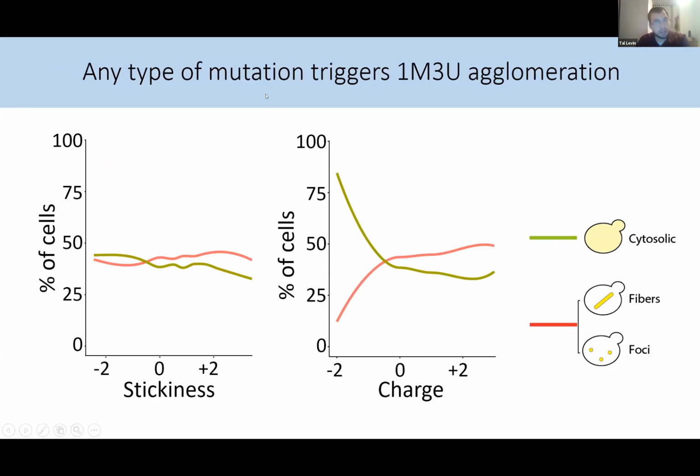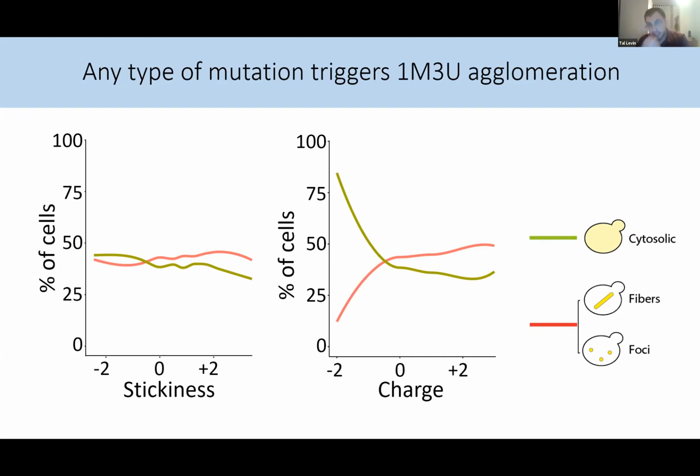And on the contrary, 1M3U showed a very different picture. No matter the stickiness of the residues, it had a very high percentage of fibers and foci. But in the charge, we see that a very negative charge was able to keep the protein cytosolic, not allowing it to form fibers and foci. This shows that in contrast to 1POC, 1M3U requires a negative selection, or the wild type acting as gatekeepers, preventing it from agglomeration.